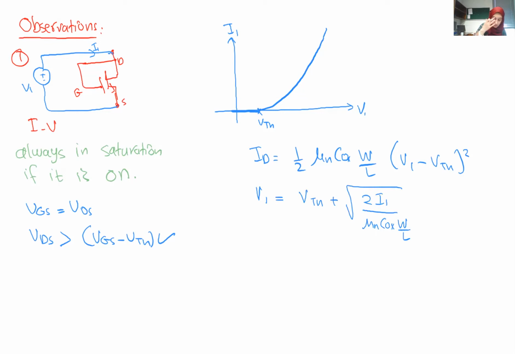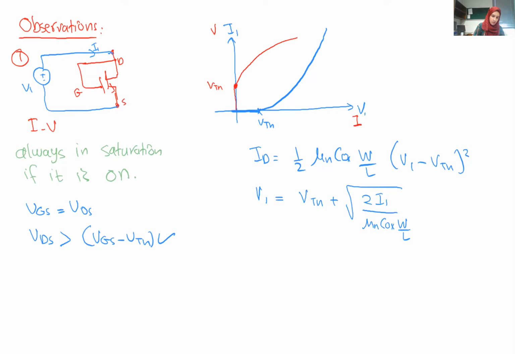If this was here as the voltage, then the relation will look something like that. If the current is zero, the voltage is the threshold, and otherwise it will become a square root relation. You don't need to worry too much about how the drawing looks. This is just for your visualization.